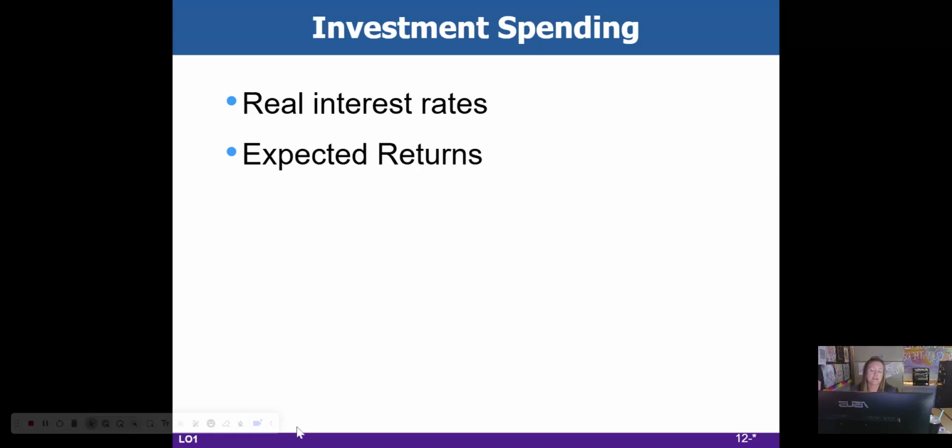The second aggregate demand shifter is investment spending. So that goes along with the I in GDP, investment. Investment spending is when businesses purchase capital in order to expand. And there are two things that impact businesses' decision-making process in general. The first one is, what are real interest rates? How much is it going to cost me to pay back this expenditure?